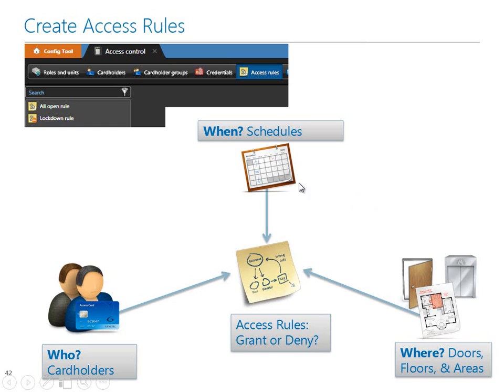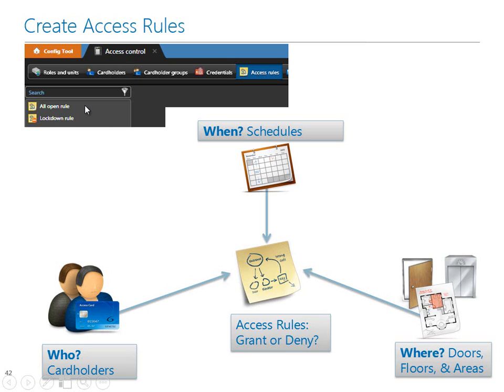As well, if you look up here, there are 2 default access rules that are created automatically in the system: the all open rule and the lockdown rule. Take a look at the icons here. You can see which one is allowing or granting access, and which one is denying. If you see that little icon here, it means it's set to deny.